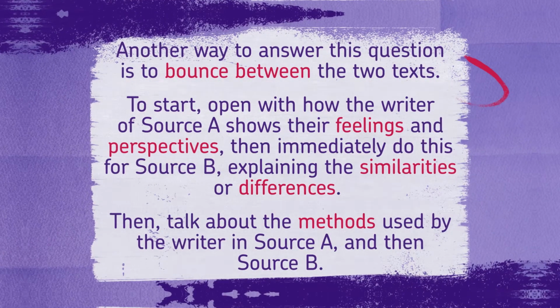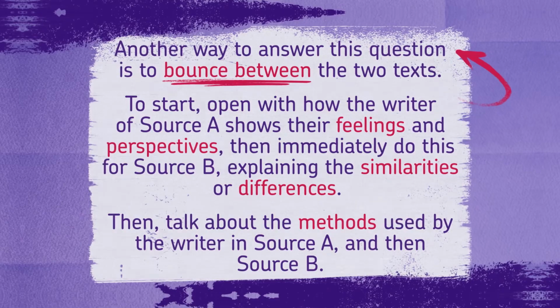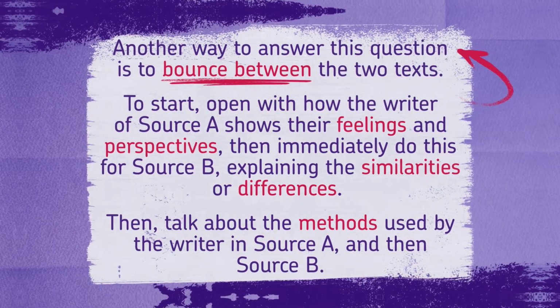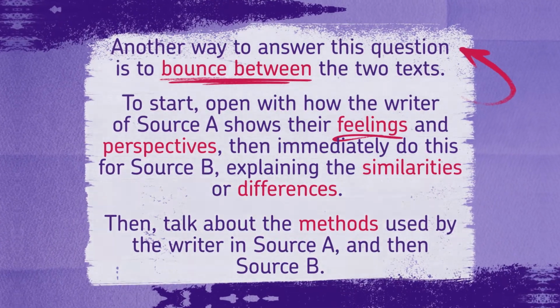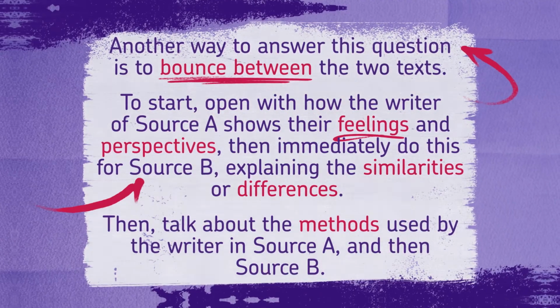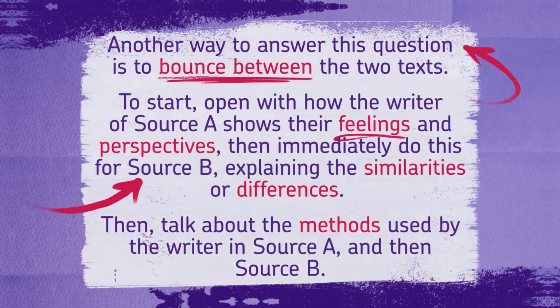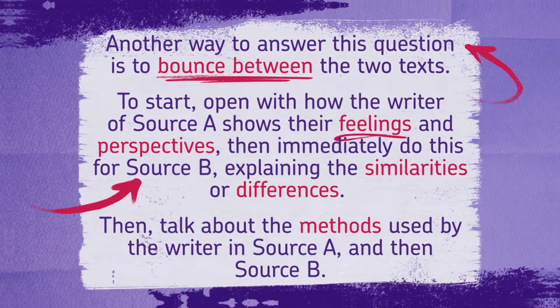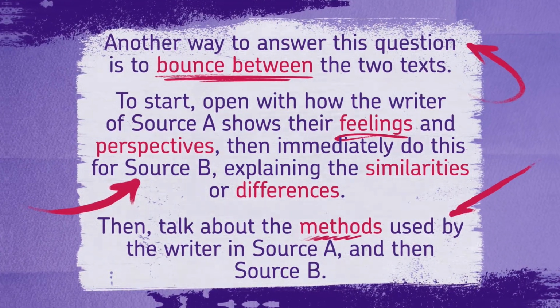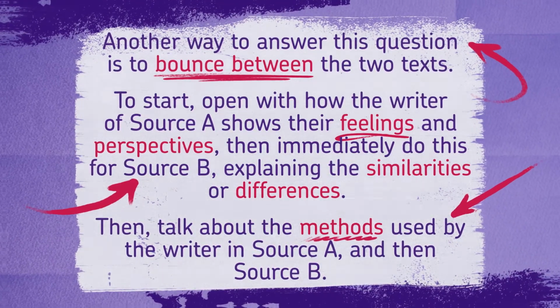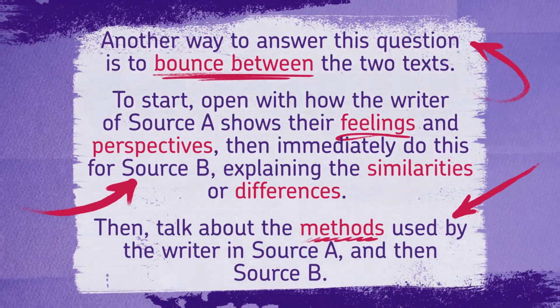Making comparisons using this method can be challenging. Another way to answer this question is to bounce between the two texts. So, to start, open with how the writer of source A shows their feelings and perspectives. Then, immediately do this for source B, explaining the similarities or differences. Then, talk about the methods used by the writer in source A, and then the methods used by the writer in source B.